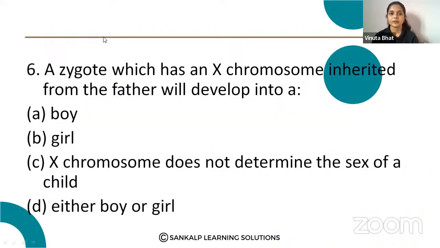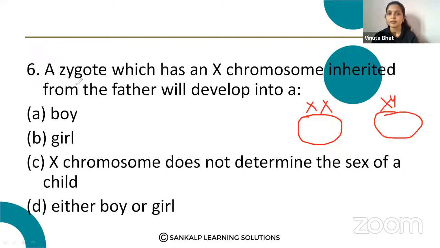Next question. A zygote which has an X chromosome inherited from the father will develop into a boy, girl, or X chromosomes do not determine the sex of the child. Here, what is the question? There is a zygote. So you know that in human beings, a total of 46 chromosomes will be there, means 23 pairs. That 23rd pair is the sex chromosome, right?